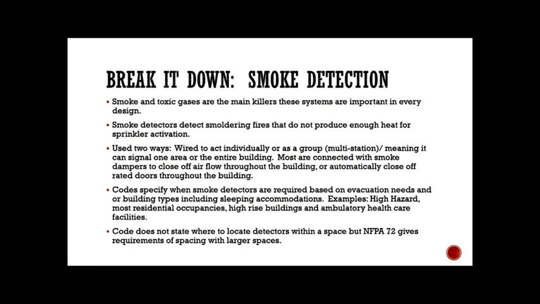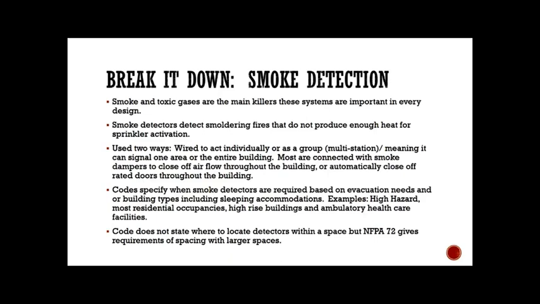You will find in a residence that all of them are connected together, and most are connected with smoke dampers to close off airflow throughout the building or automatically close off rated doors throughout the building, which you'll see later in an example video when you watch it. Codes specify when smoke detectors are required based on evacuation needs or building types, including, of course, sleeping accommodations. Sleeping accommodations would be your homes, or it could be a hotel. Examples include high hazard occupancies, residential occupancies, high-rise buildings, and ambulatory health care facilities.